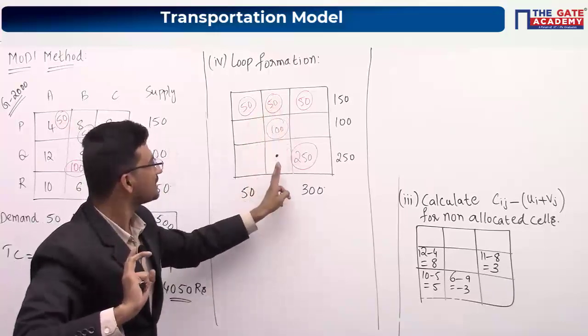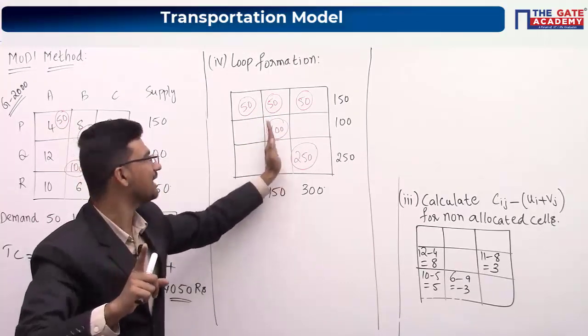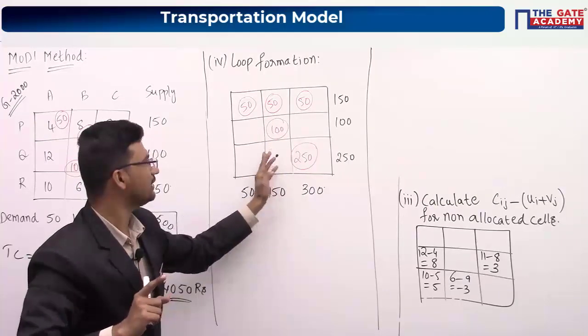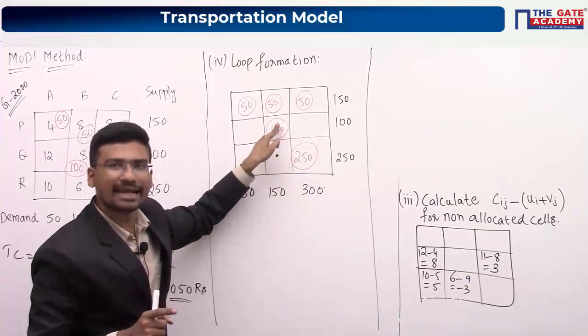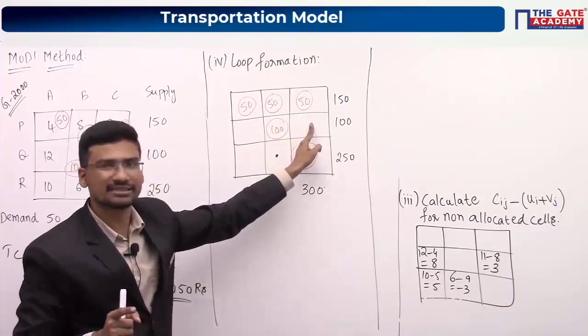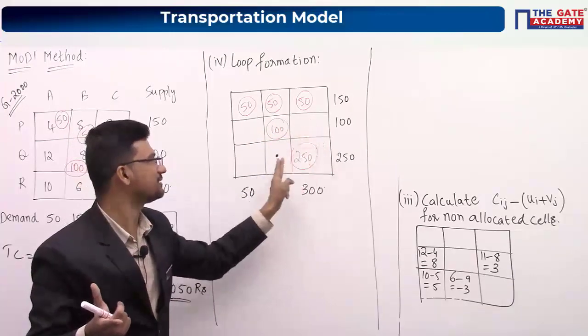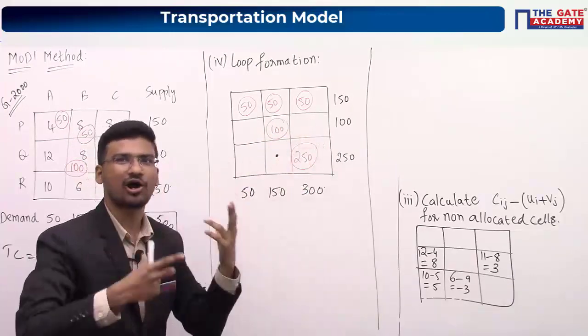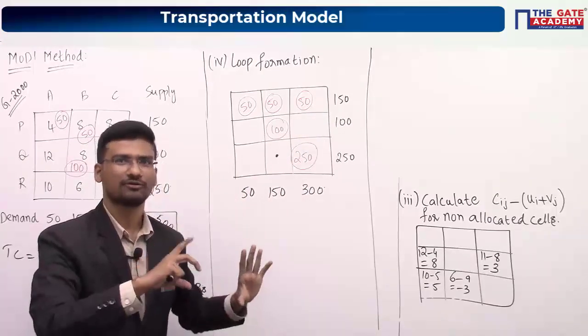The loop should contain only vertical and horizontal straight lines. So I am moving in this direction. It is an allocated cell, so now I can take a turn. Let us say I take a turn like this. It is a non-allocated cell, so I cannot take a turn and I cannot reach back here. It is your common sense and observation. Like a trial and error method, you have to use it and form a loop.